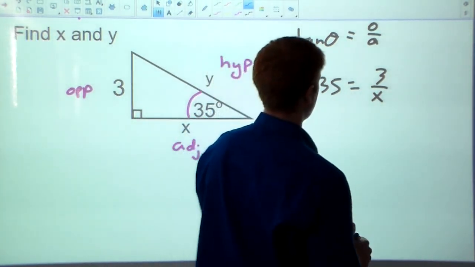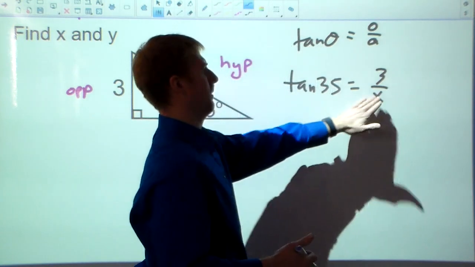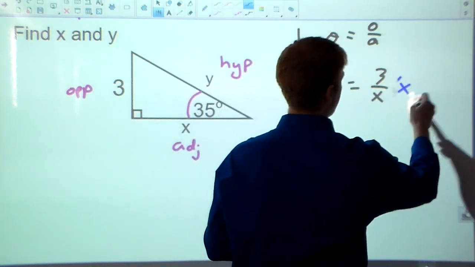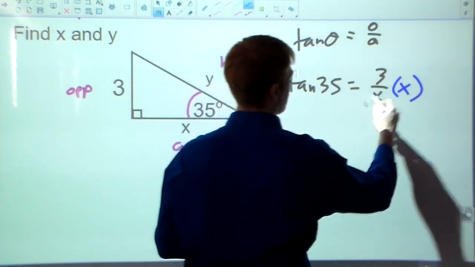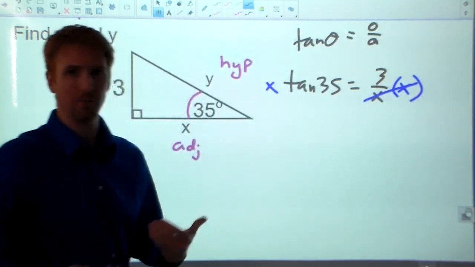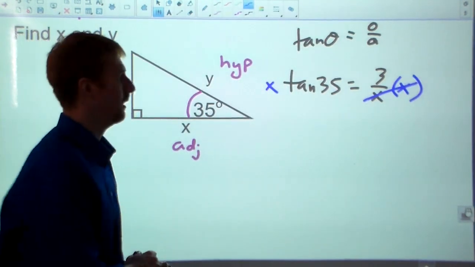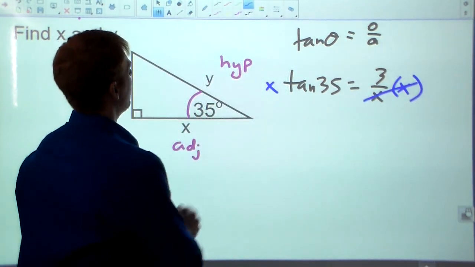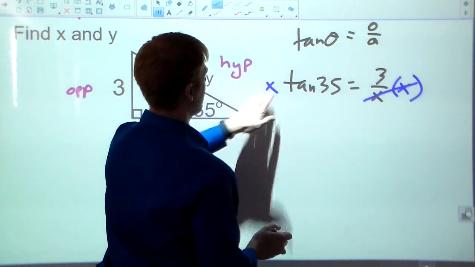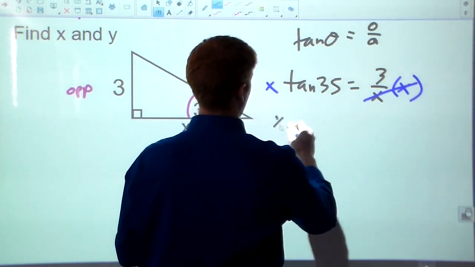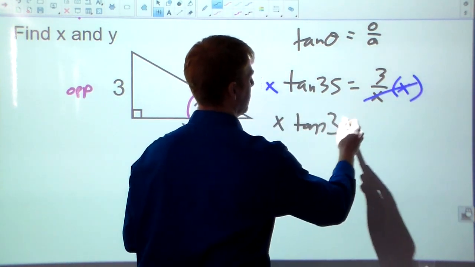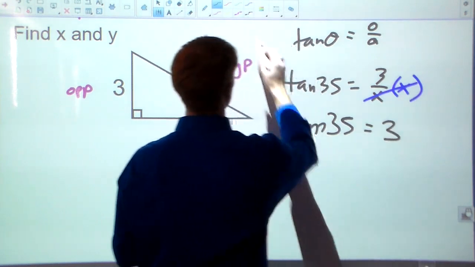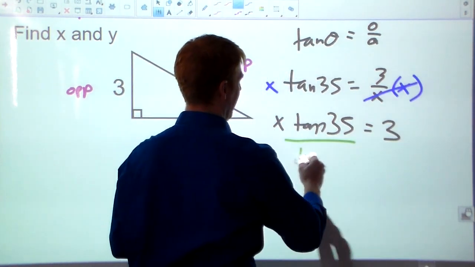So what we can do, and what we always want to do to get rid of a fraction, is multiply by the denominator. So we can multiply by x on both sides. That's okay. X is truly a number, so it behaves just like any other number. That was fine. Once you get here, well, we want x by itself. So x tangent 35 is 3. Well, I'm going to need to divide out that tangent.